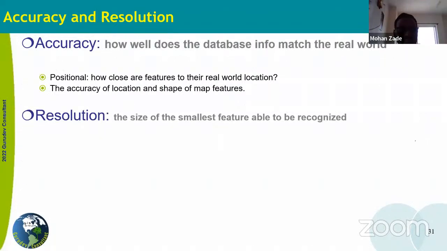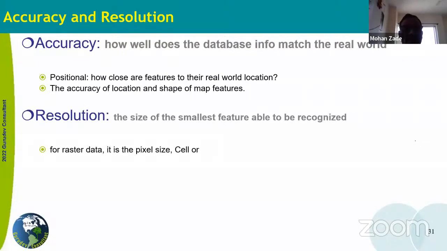And the second is resolution. So resolution is nothing but the size of the smallest feature able to be recognized, the smallest unit. We generally use the term 5-meter resolution, 10-meter resolution satellite data. That means in that image on the ground, you can measure that unit. If we have an image of 10 meter, then you cannot measure data on the ground less than 5 meter. It should be more than 10 meter.